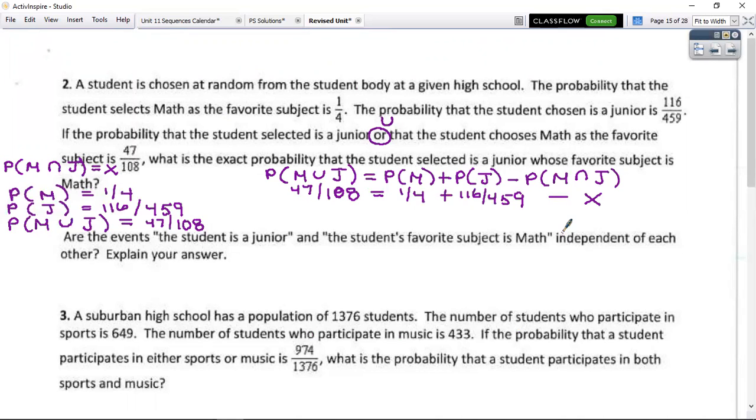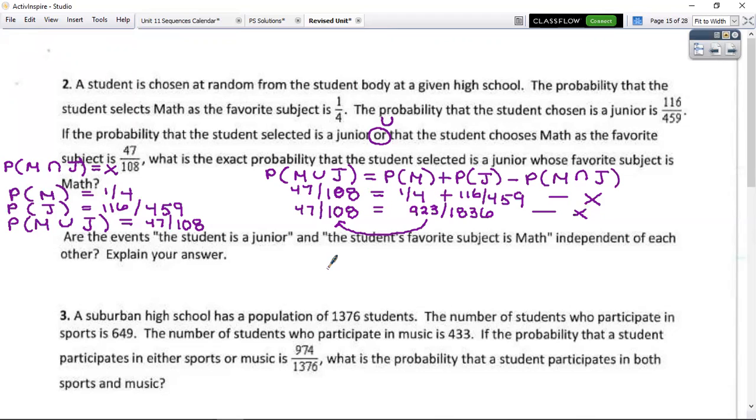Math, enter, enter. 923 over 1,836. And then minus X. All right, 47 over 108 equals that. So go ahead and subtract it over. So that goes over here, and yes, I'm aware it's equal to a negative, but you're going to work that out anyways. So 47 over 108 minus 923 over 1,836. Math, enter, enter.